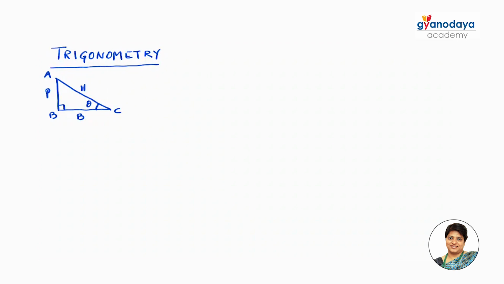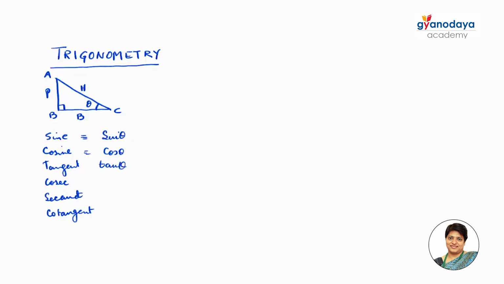So there are 6 trigonometric functions, which are the sine function, the cosine function, the tangent function, the cosecant function, the secant function, and the cotangent function. These are for a given value of theta. So let's say we talk about sine theta. This is written as sin theta, cos theta, tan theta, cosecant theta, sec theta, cot theta.